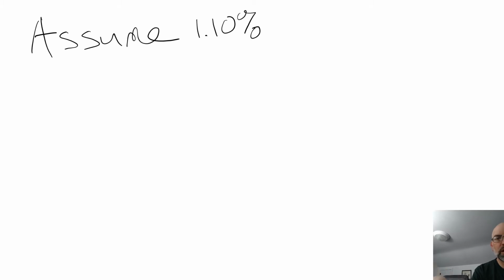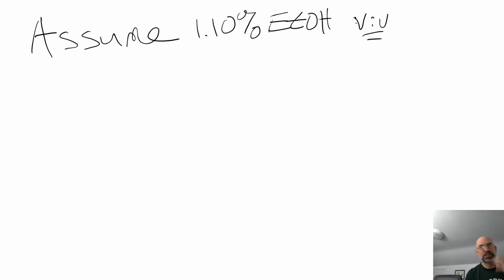I've got to get the pen going here. There we go. I'm going to assume you've done all this work, and let's assume you get 1.10% ethanol, and that's a volume to volume percent. You put whatever value it is you have there.